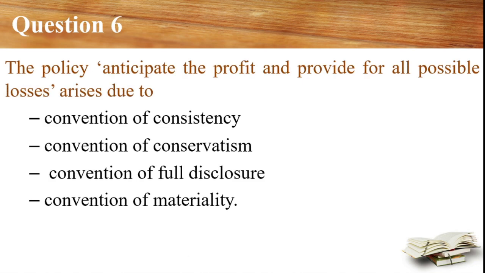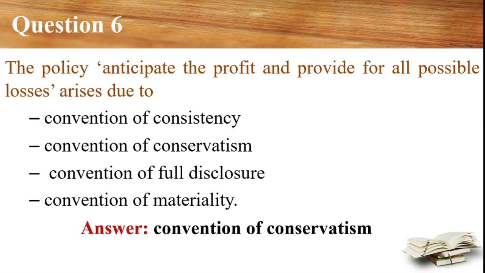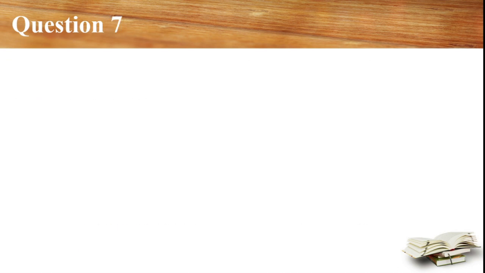Sixth question. The policy to anticipate no profit and provide for all possible losses arises due to: options: convention of consistency, convention of conservatism, convention of full disclosure, and convention of materiality. And the answer is convention of conservatism.